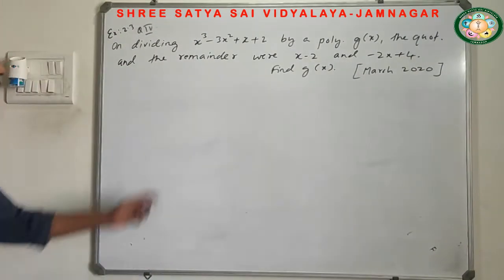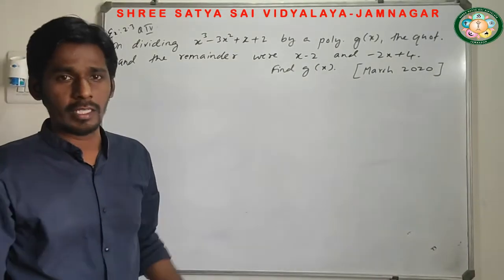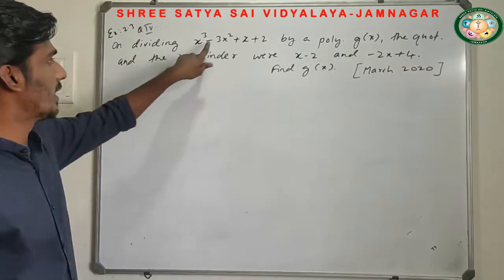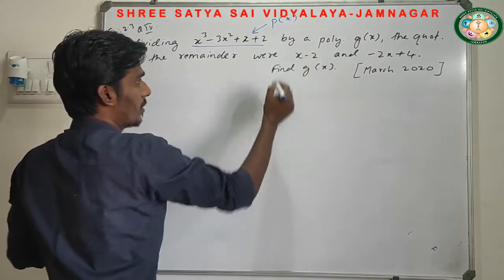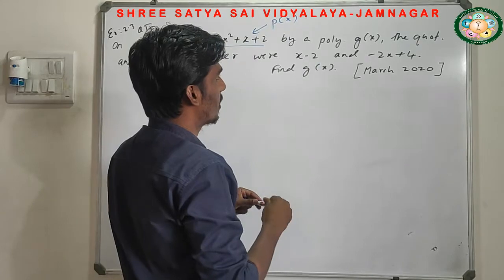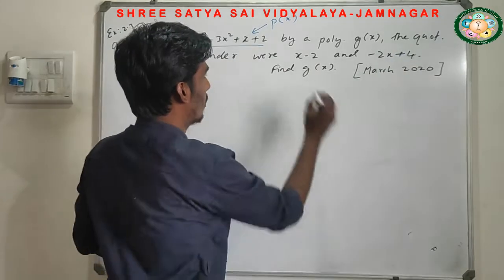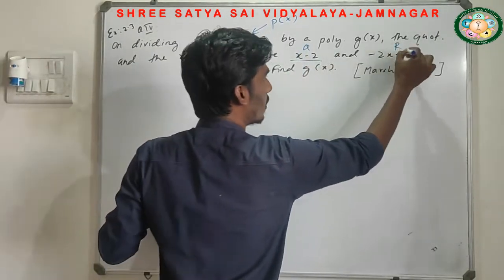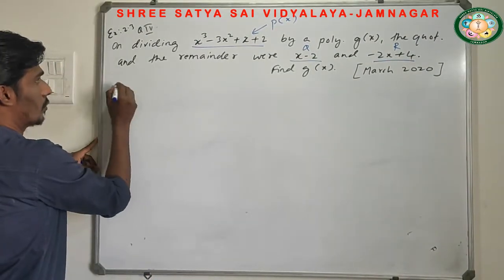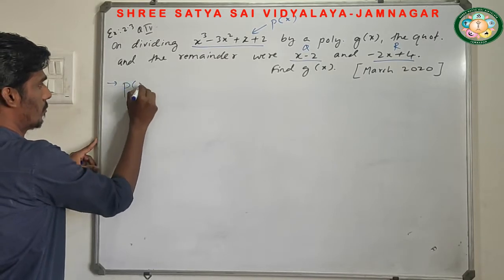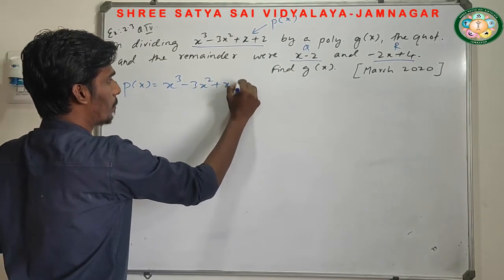Now let's solve this. First of all, from the question you should know which of the terms is p of x, g of x, r of x and q of x. If you read this question, on dividing this one, we have to divide this one. So this is p of x by a polynomial g of x. So this is the divisor. The quotient and remainder are x minus 2 and minus 2x plus 4. So this is the quotient and this is the remainder. So write down all the terms again here. So first of all, p of x. P of x is how much? X cube minus 3x square plus x plus 2.